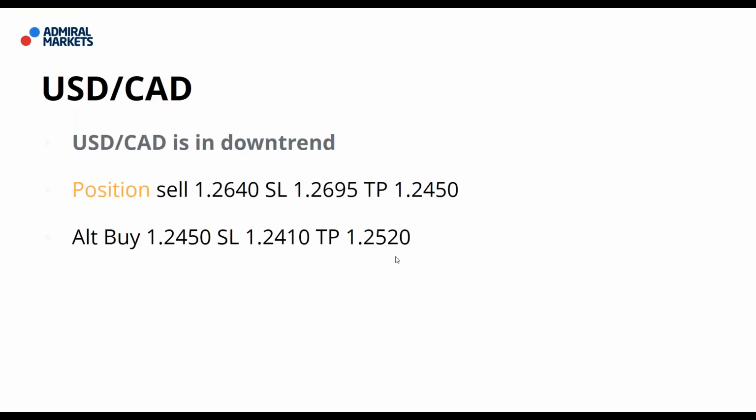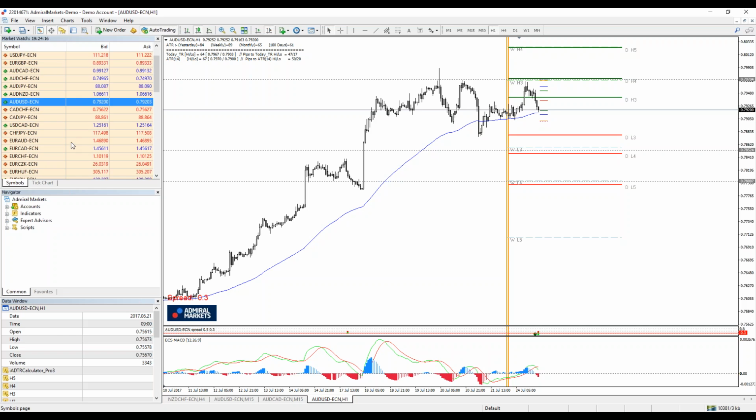Dollar CAD is in a downtrend, a heavy downtrend, but maybe we might also have a buy position around 24.50 with a stop loss at 24.10 and TP at 25.20. So possible buy and sell here, dollar CAD. Let me show you dollar CAD. Okay, let's see where I put it here.